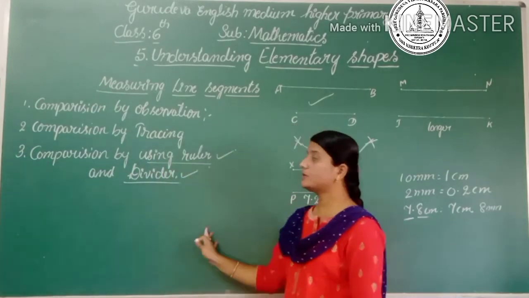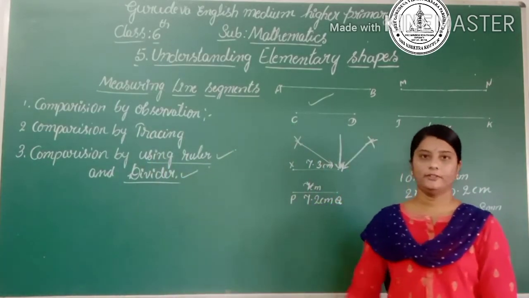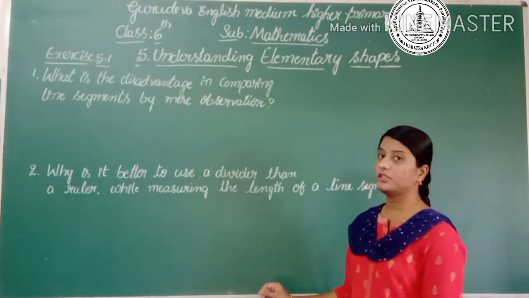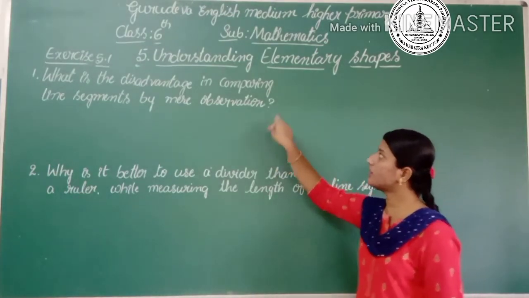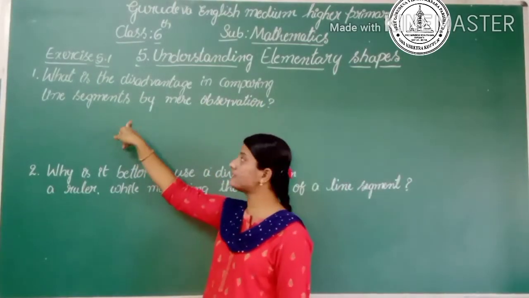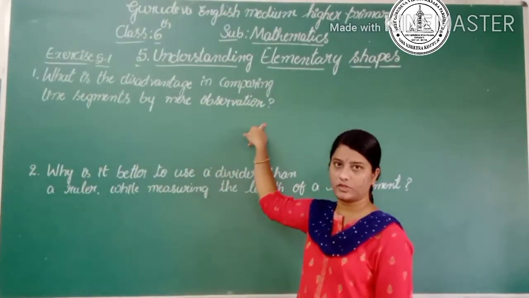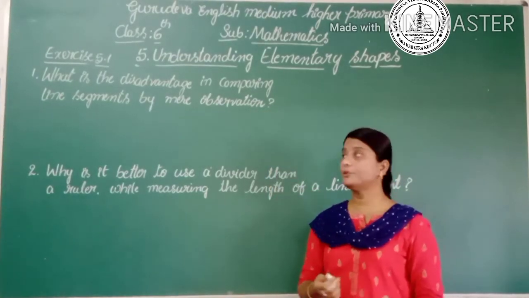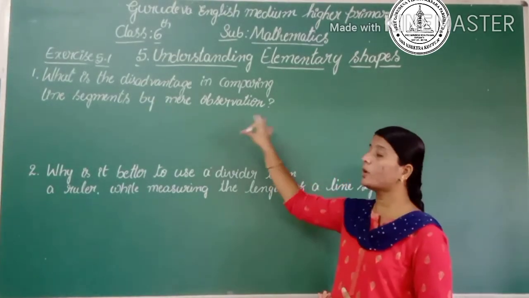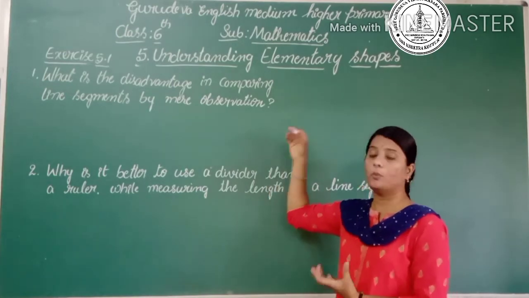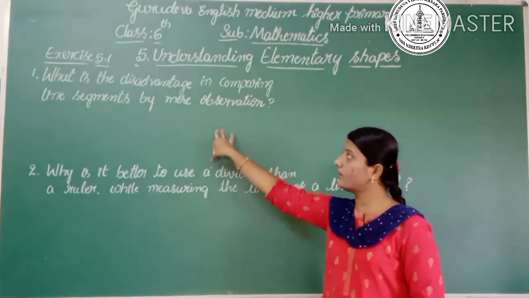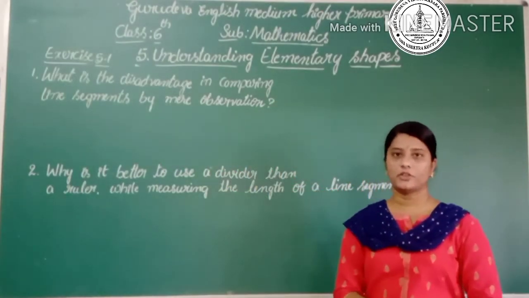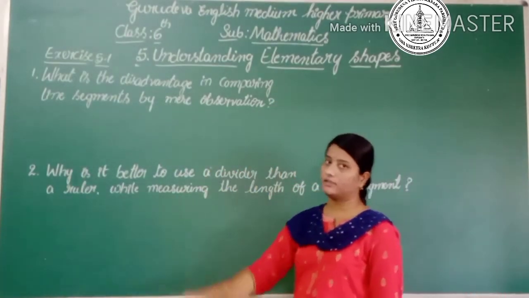Yes. Is it clear? Let's go and solve exercise 5.1. The first question is, what is the disadvantage in comparing line segments by mere observation? In this method, the chances of errors due to improper eye positions are more. So it is the disadvantage of comparing two line segments by the observation method. Yes, right, here is the answer.